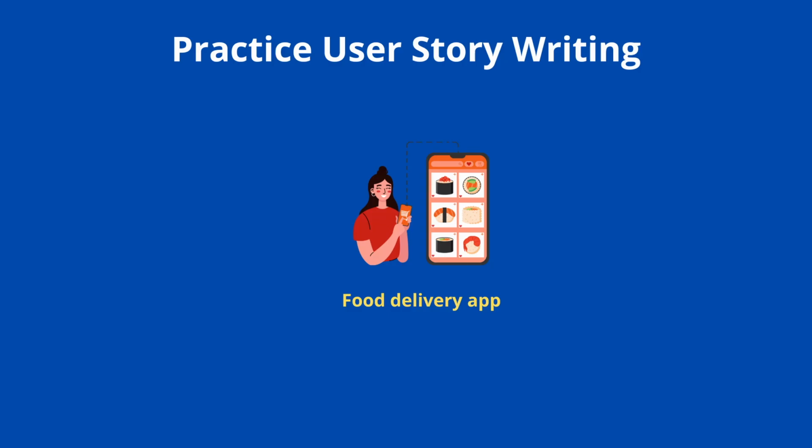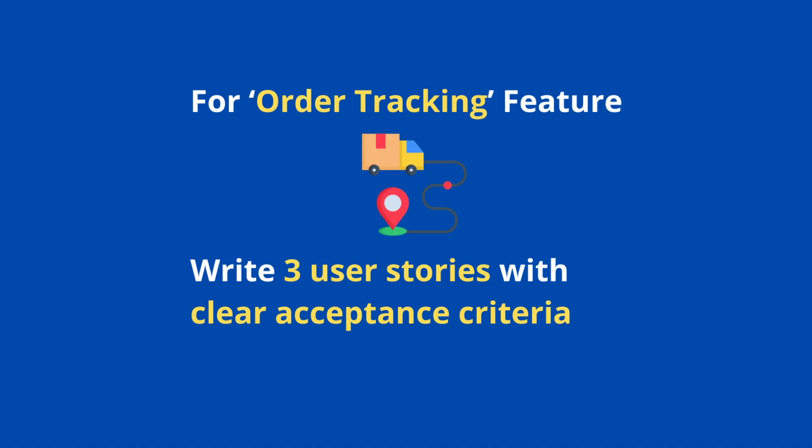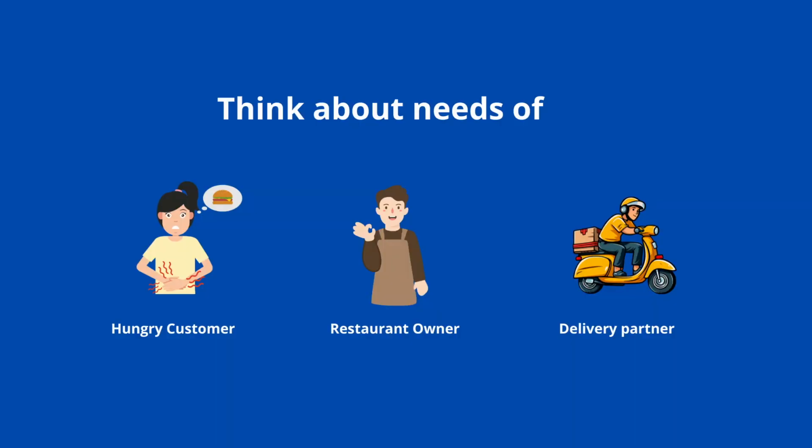Imagine a food delivery app wants to introduce a new feature, order tracking. Your assignment is to write 3 effective user stories with clear acceptance criteria for this new feature. Think about different types of users, maybe a hungry customer, a delivery driver, or even a restaurant owner. What do they want to do with the order tracking feature and why?